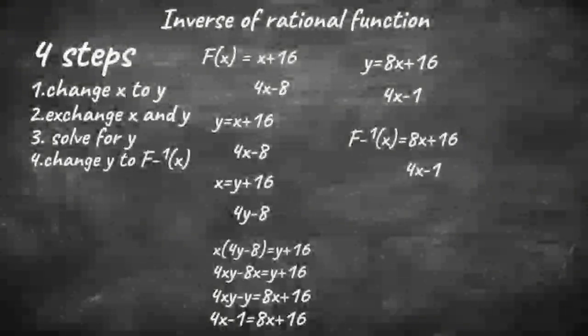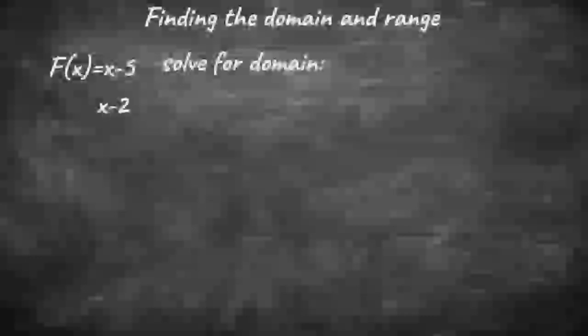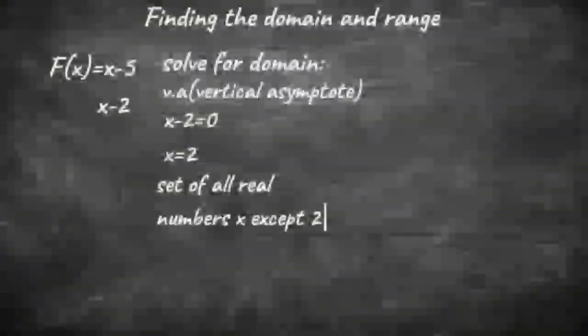So this is our inverse of the rational function. Moving on, next we are going to find the domain and range. The first problem is f of x equals x minus 5 over x minus 2. First, let's solve for domain. To find the domain, solve for the vertical asymptote. So copy the denominator, that is x minus 2. Then transpose negative 2, so that becomes positive 2, and the domain is the set of all real numbers x except for 2.